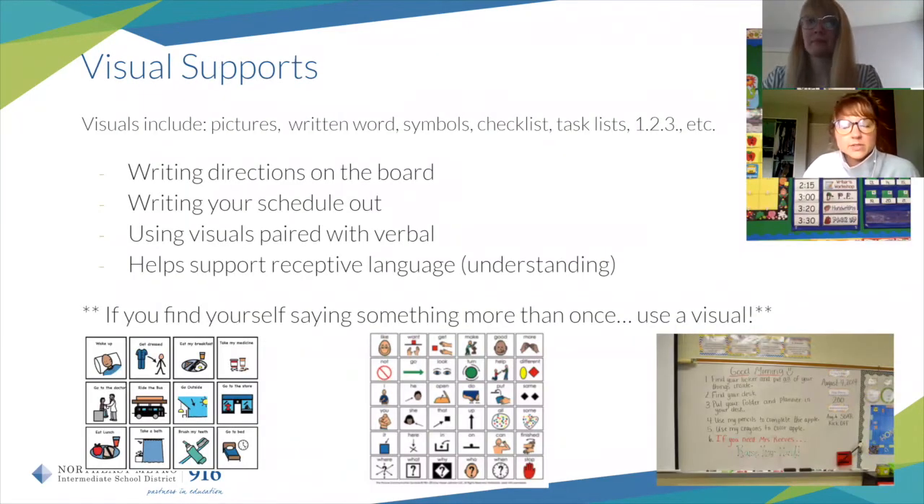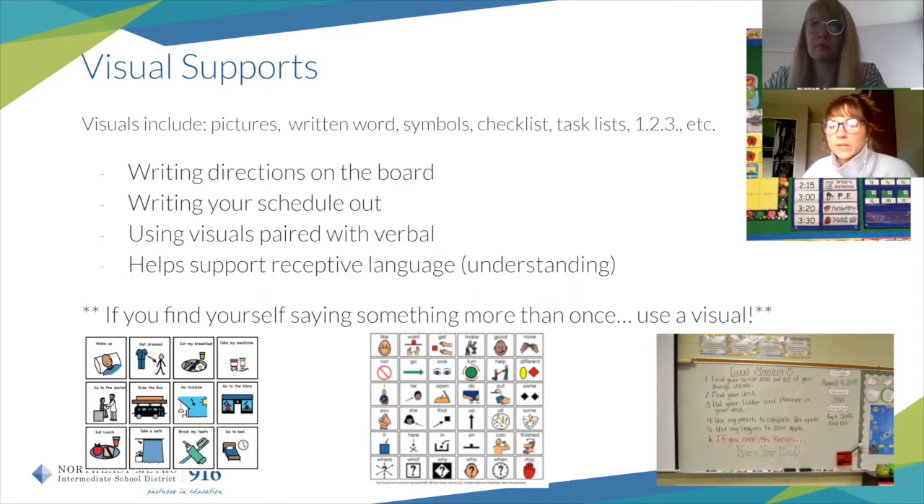All right, so the next strategy or support that we're talking about is, of course, visual supports. This is something that I'm sure a lot of you are pretty familiar with, especially if you work with students with autism, but I really want you to think about visuals as a way to support all students. Visuals include anything from pictures, picture symbols, written words, checklists, task lists, things that could be numbered, etc. It's really anything that you can see can be considered a visual support.